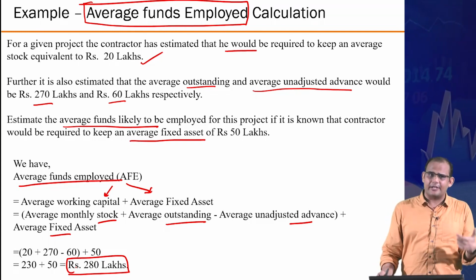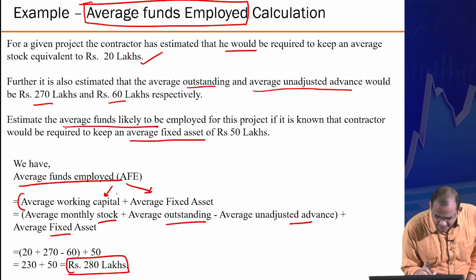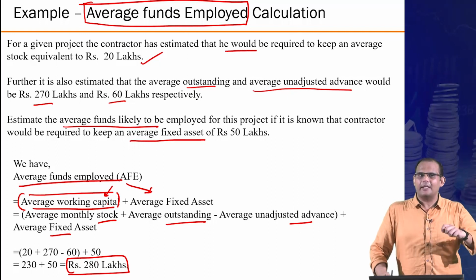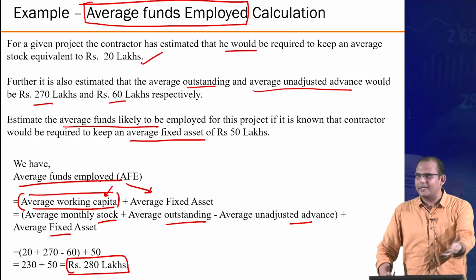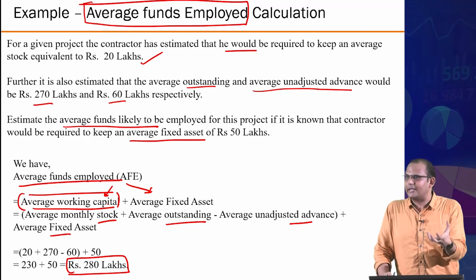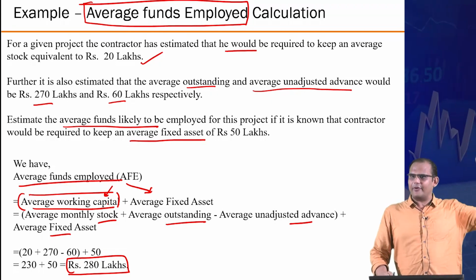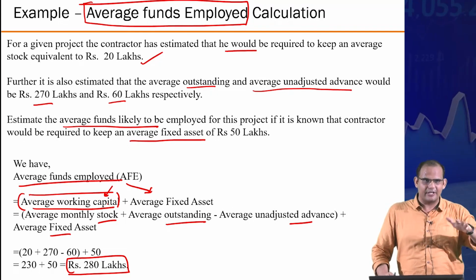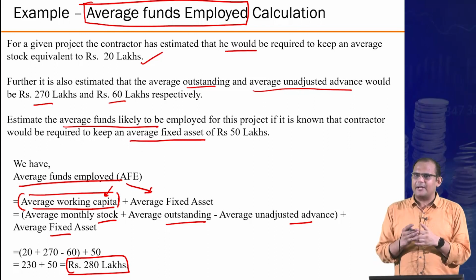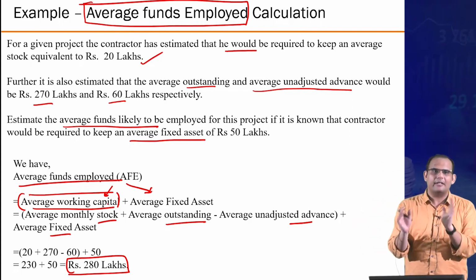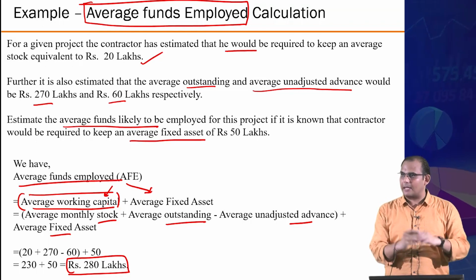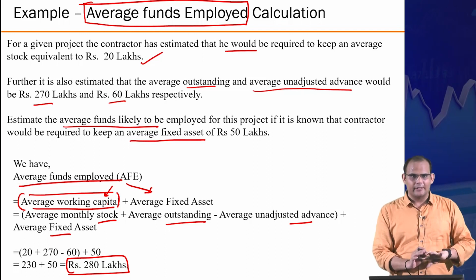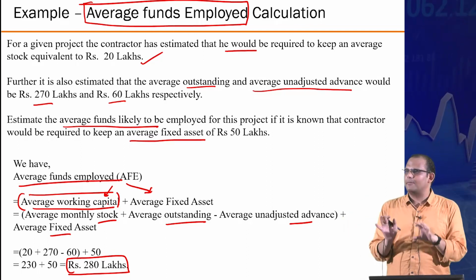Now why is this distinction important? Working capital is the money that the contractor actually needs to pay immediately. So you need to have this in the form of liquidity. But this asset is coming from the long-term assets that the company purchases. So you can immediately sense the distinction. Average funds is the measure of the total money that the company has tied up in this particular project, out of which 230 is liquid and 50 is coming from the company's long-term assets.